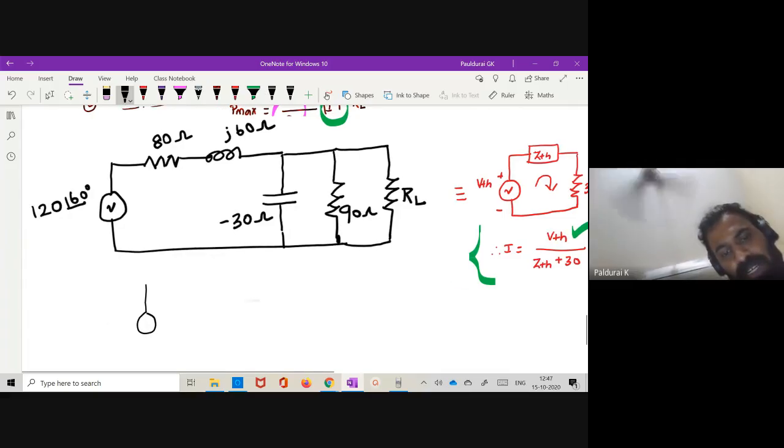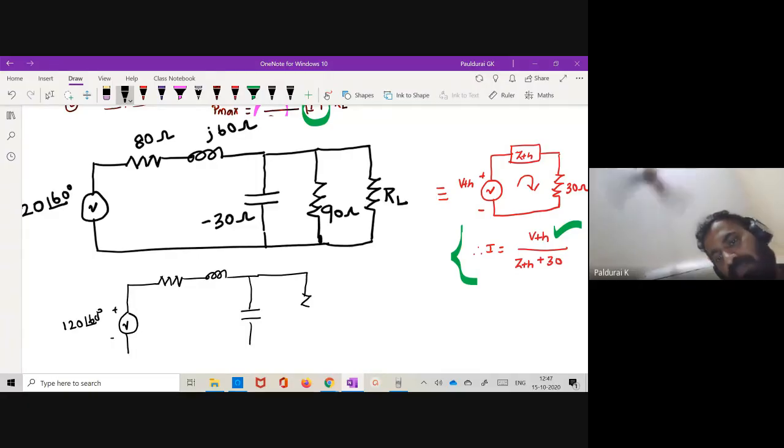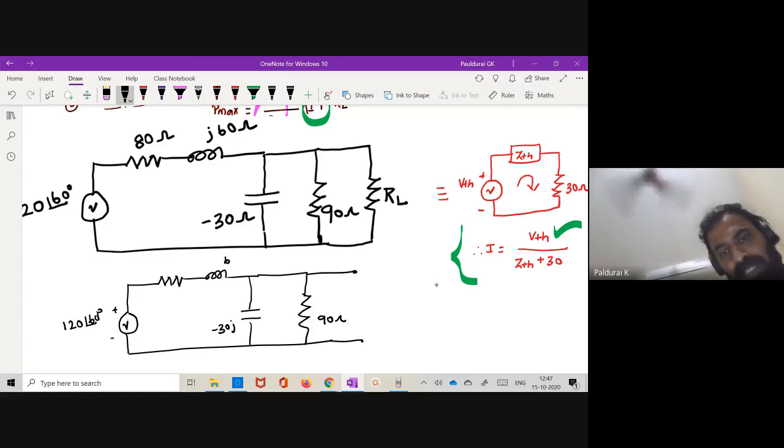120 at an angle of 60 degree, plus minus. Okay. Roughly I am drawing. The load is opened. Okay, I open the load. This is my 90 ohm. This is my minus 30. This is 60J. This is 80 ohm. Now what is VTH? So the load is opened and this is my VTH plus minus.